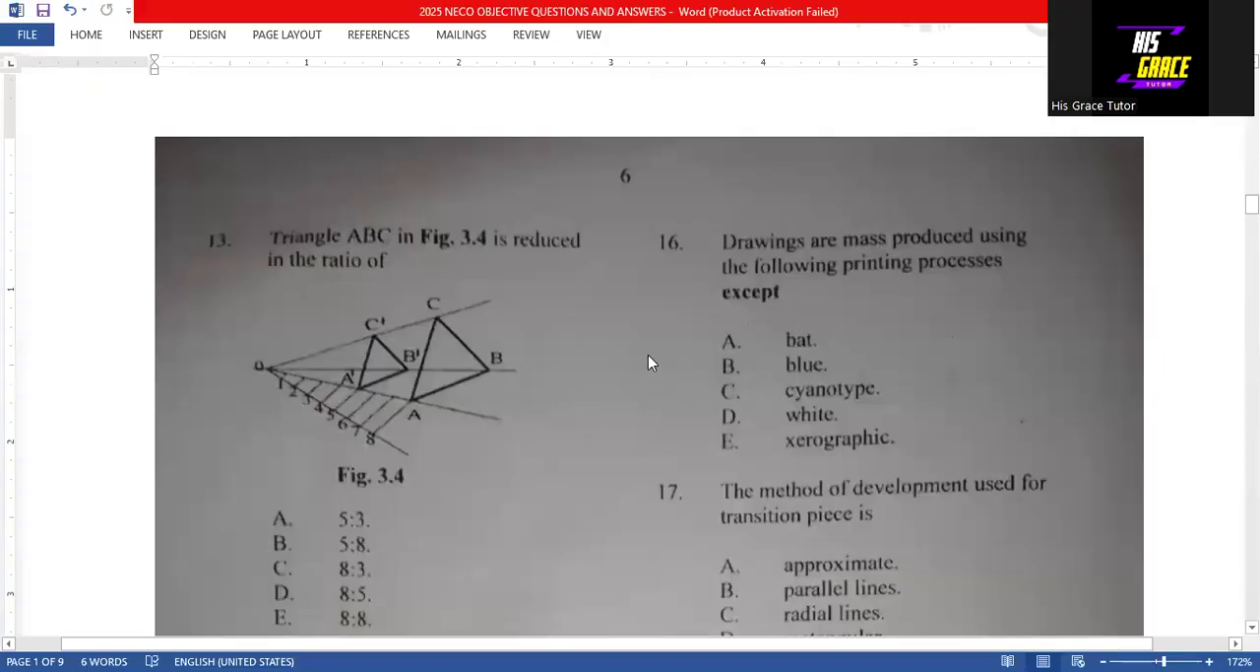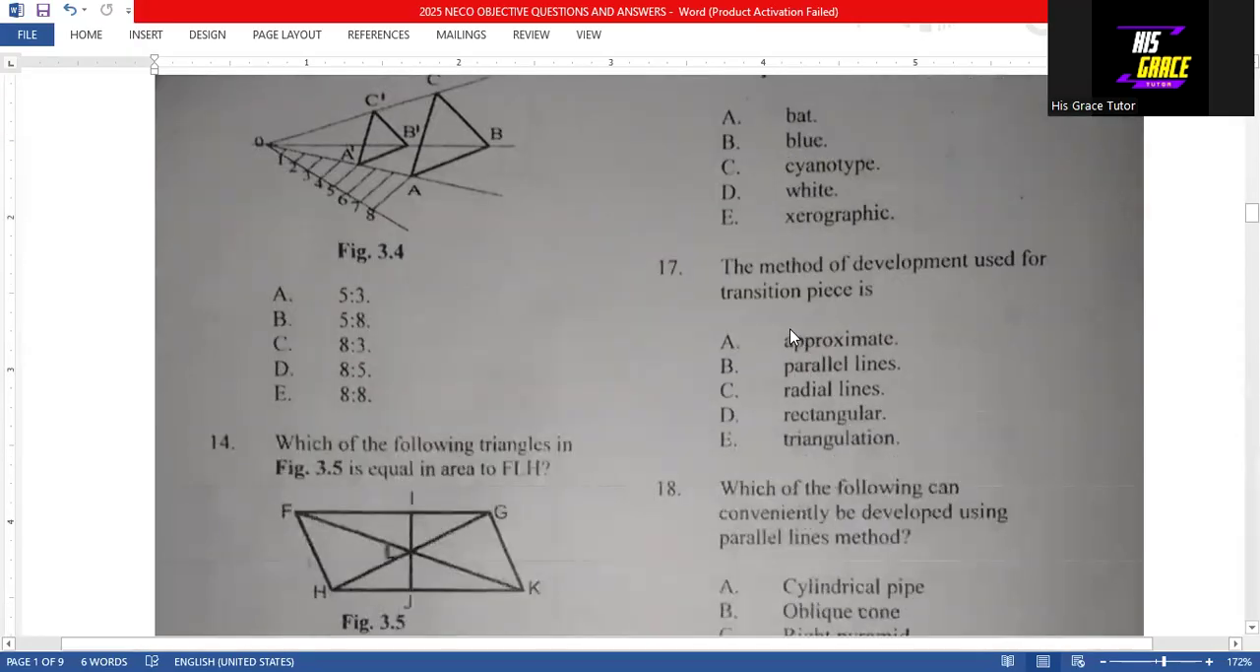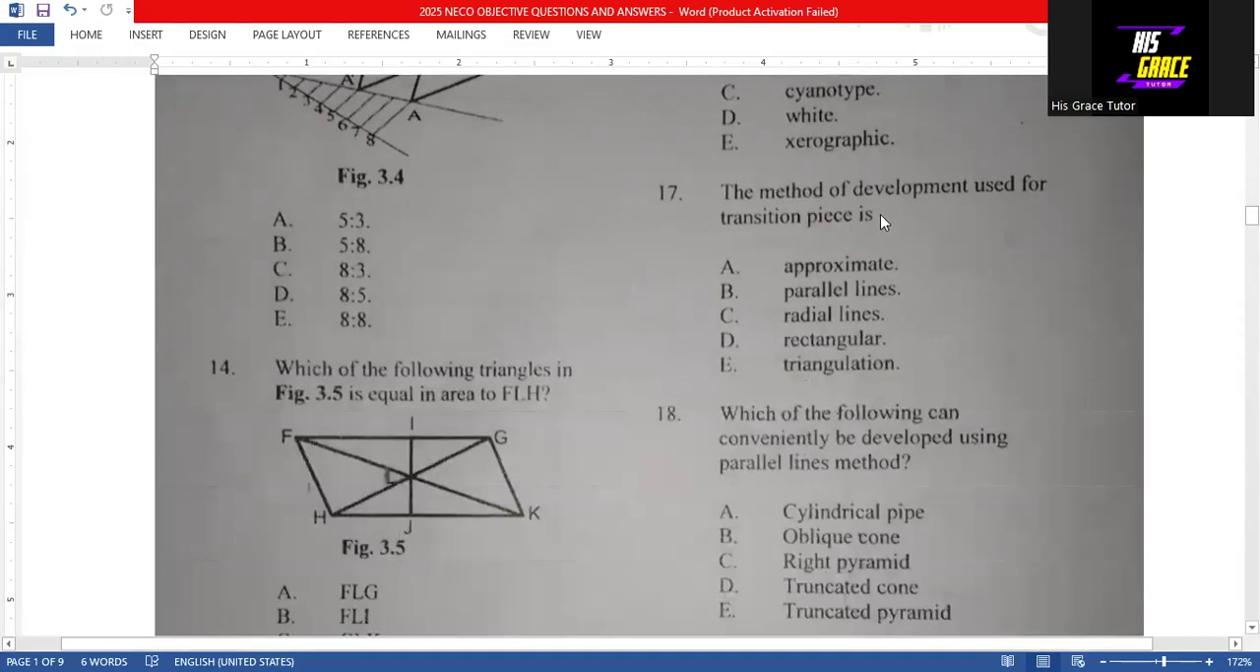Then going to question 16. Drawings are mass produced using the following printing processes, except. So the answer to this question is BAT. That is option A is the answer to question 16. Then question 17. The method of development used for transition pieces is triangulation. So that is option E is the answer to that question. We use triangulation method for developing transition pieces.